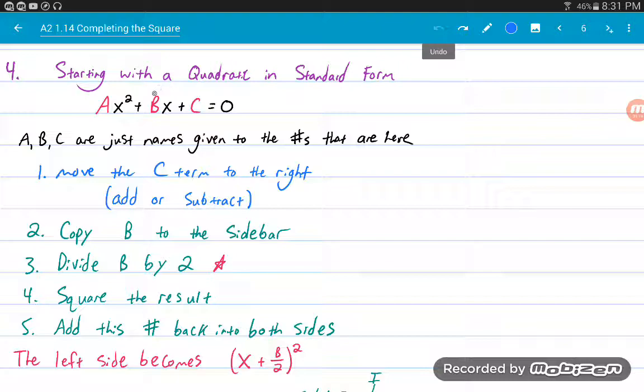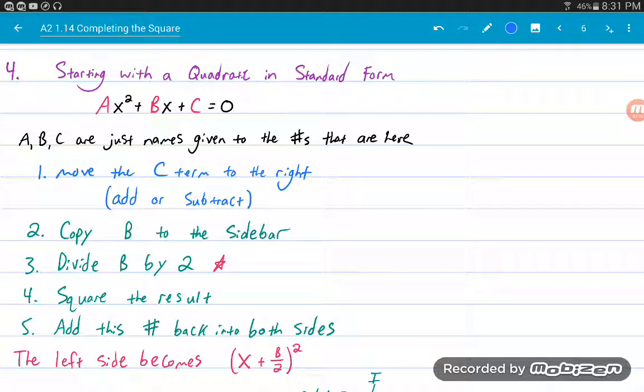Then we take the number b, this guy in here, we move him over to the sidebar. That's what I'm calling the margin over here. We're going to have to do a little bit of scratch work in the middle of this, so we'll do that sort of over here in the margin. So that's my sidebar. You're going to divide b by 2. Then you're going to square the result.